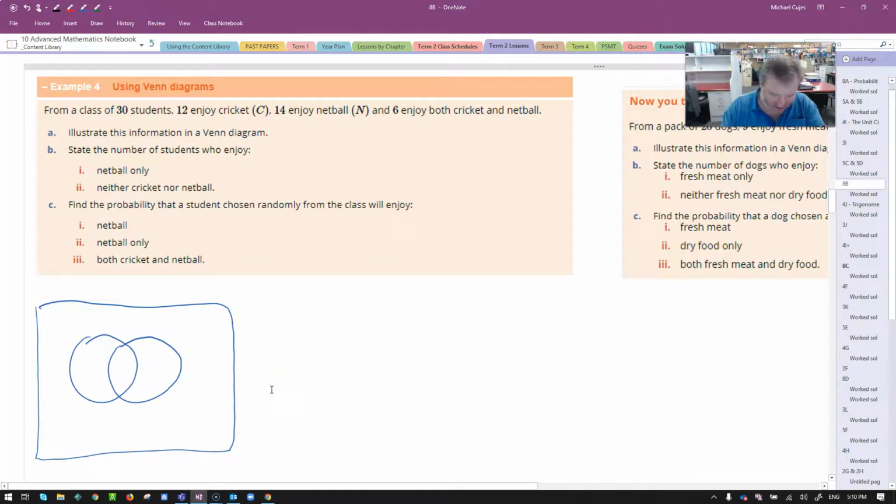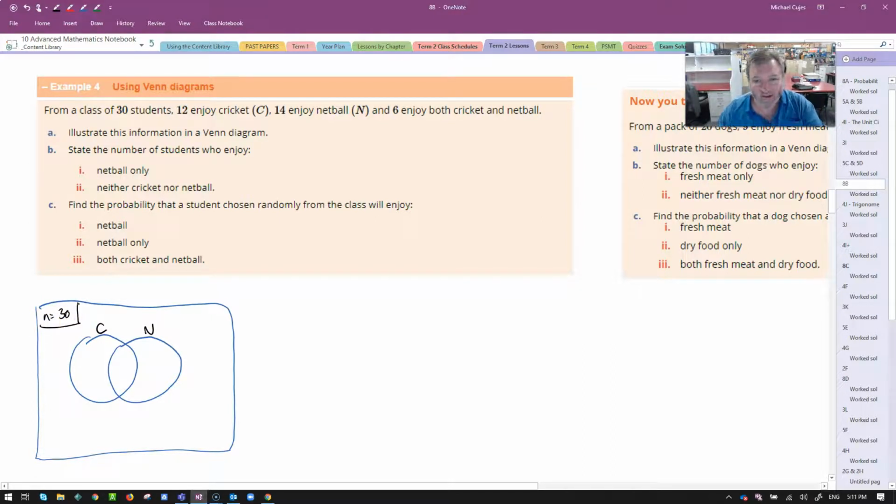Well, they've given us the names of the sets, haven't they? C for cricket, N for netball. The total number of people in this class was 30. And it's usually easiest if you start with the intersection. 6 enjoyed both cricket and netball. Let's put the 6 in there.